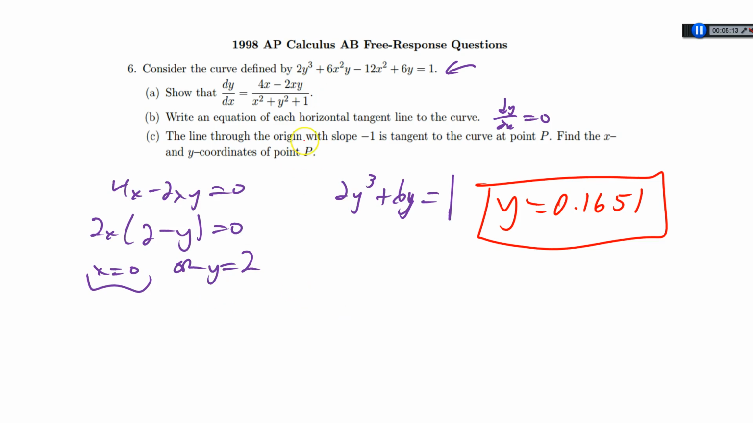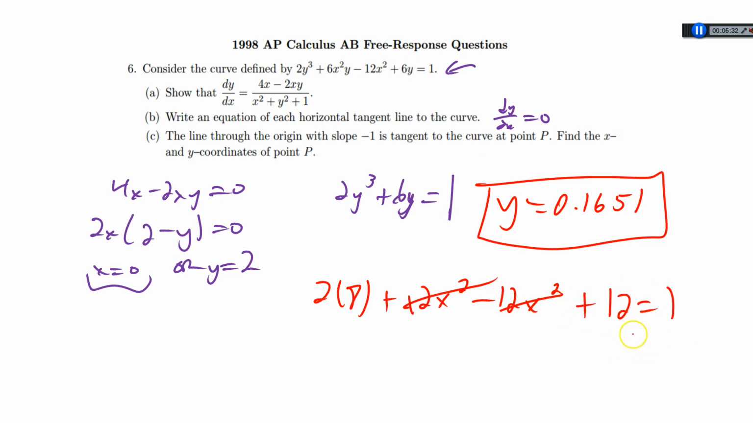So if y is 2, we have 2 times 8, and then plus 12x squared. Ooh, minus 12x squared. Those go away. That's nice. And then we have plus 6y. Well, we said y was 2, so plus 12 equals 1. This doesn't look good. 2 times 8 is 16, plus 12 equals 1. That is never true. So that can't happen. So there must not be any spot where y equals 2.